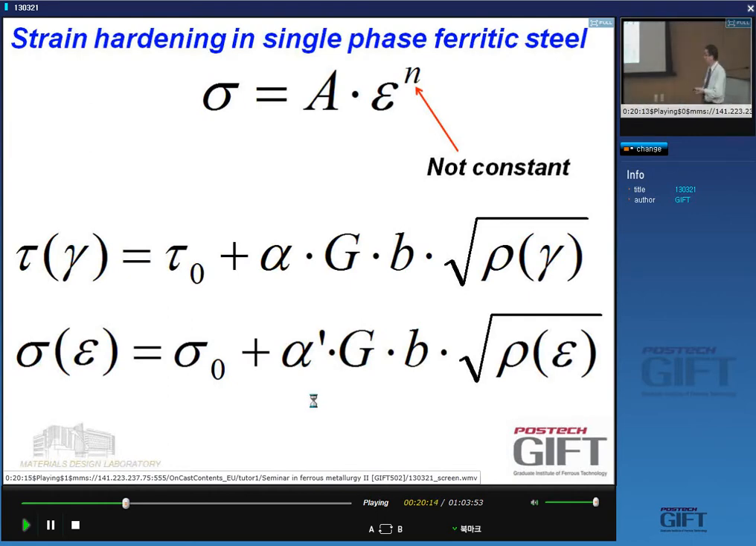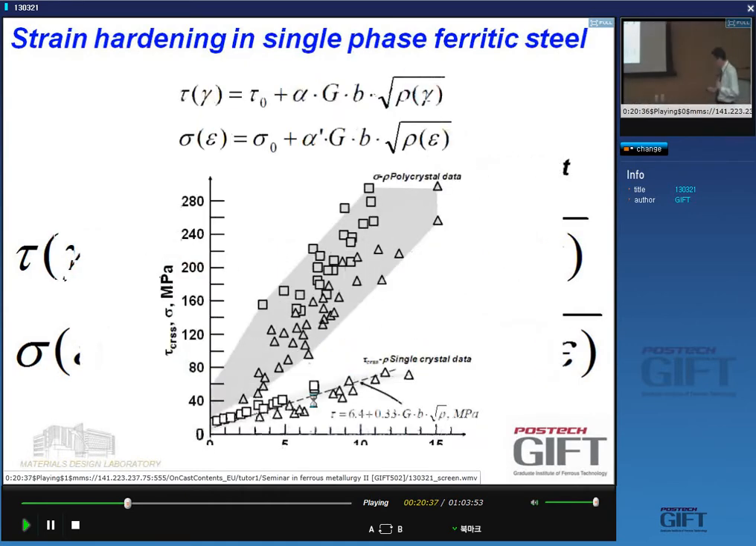Now, sigma zero is a constant, alpha prime is a constant, G is the shear modulus, b is the Burgers vector of the material. So it basically means that if you want to control the strain hardening, you will have to be able to control the dislocation density. And that is quite a challenge.